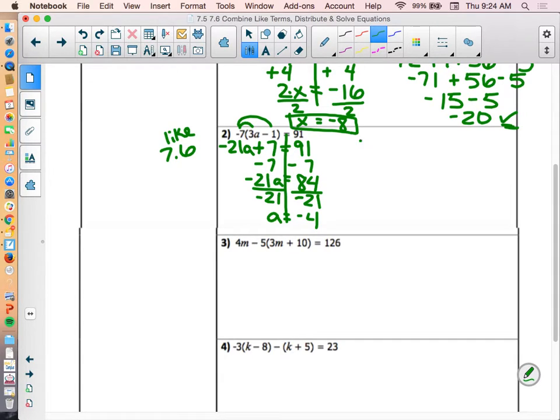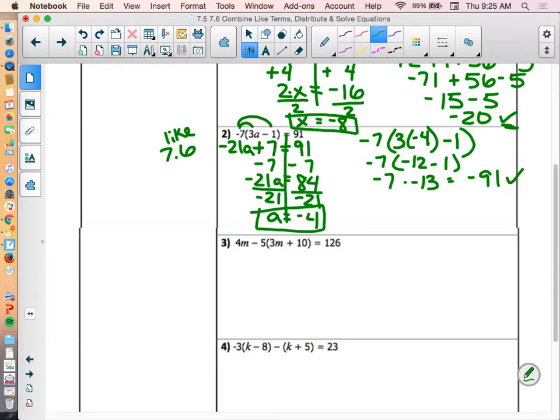Again, go to the original equation, negative 7, parentheses, 3. Instead of a, though, I'm writing negative 4. And I'm checking to see if this will work. Okay. So innermost parentheses first, I do 3 times negative 4 is negative 12 minus 1 is negative 13 times negative 7. Negative 13 times negative 7 equals negative 91. Check. So box up your solution. I got it right. A equals negative 4 is your answer.